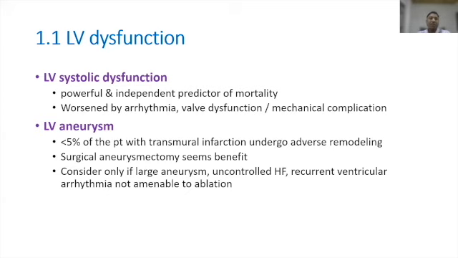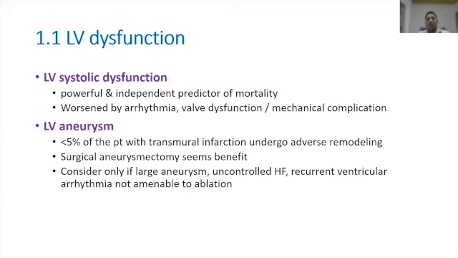So the LV dysfunction can be LV systolic dysfunction. It is a powerful and independent predictor of mortality, and it can be worsened by other complications like arrhythmia, valve dysfunction, or mechanical complications of MI.